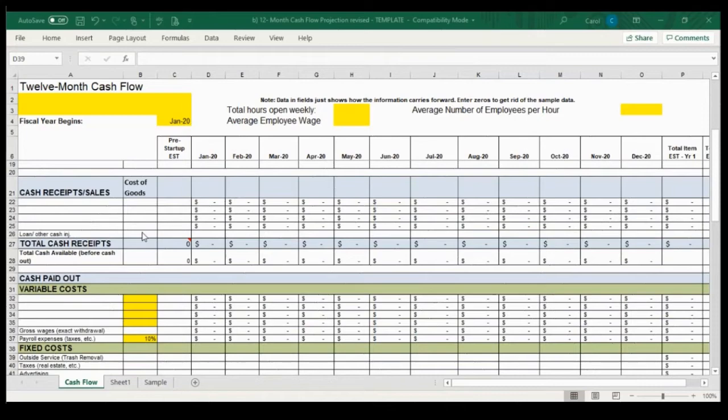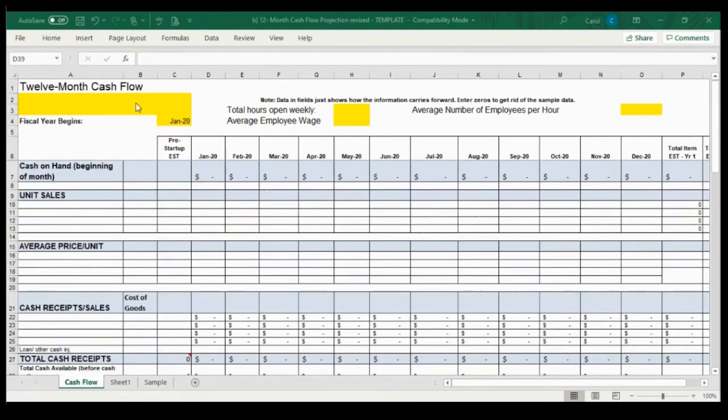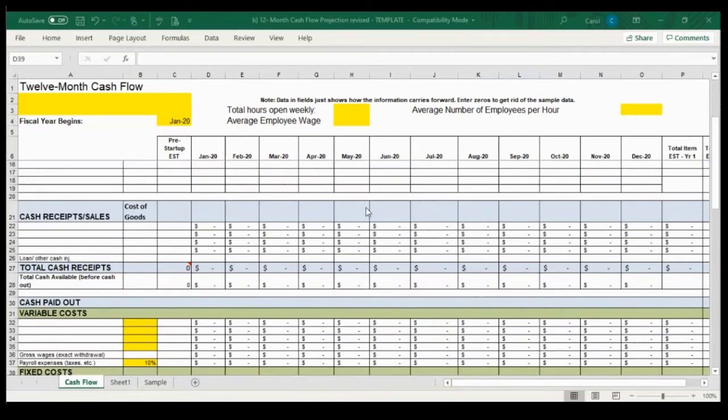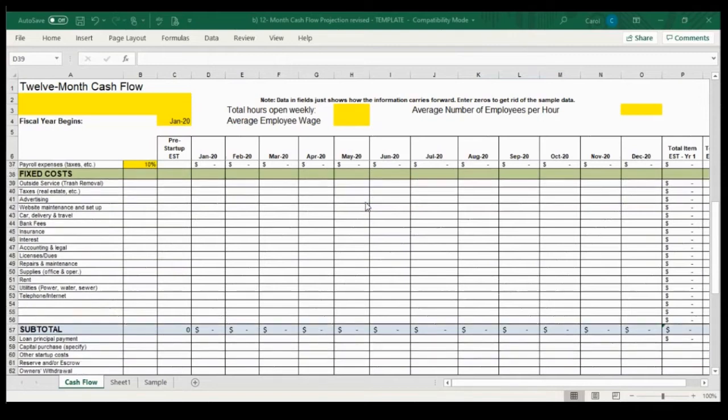As you open that document, you will see at the top some general information about your business, how many hours you'll be open, your employee wage, number of employees, etc. We'll talk about that in a minute. And then we also go into income, which we'll talk about later, and variable costs, which are tied to income. So variable costs are those costs that have a connection to income, and you don't incur those unless you have income associated with them. But then as you move down to the bottom of the form, you have fixed costs.